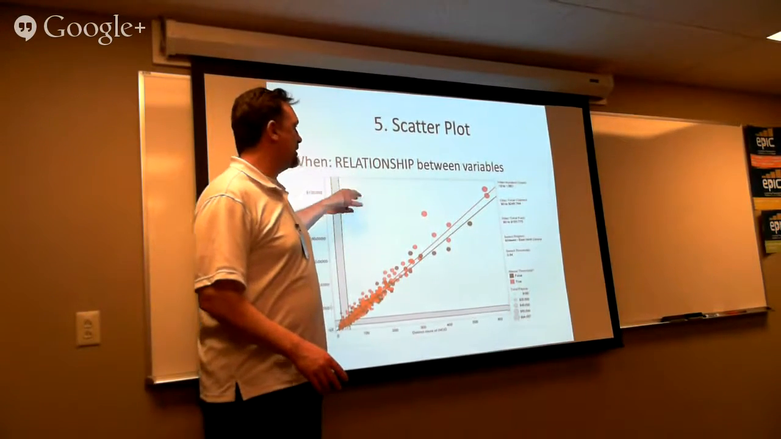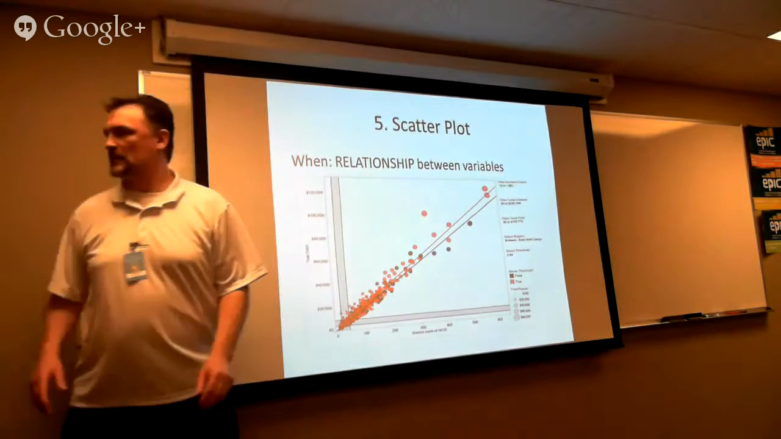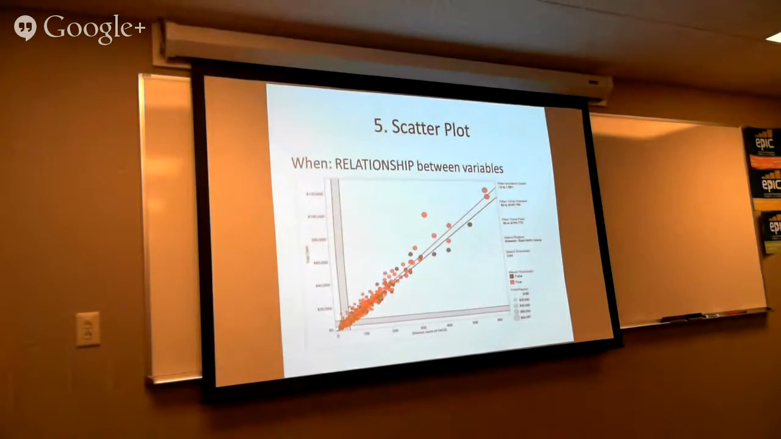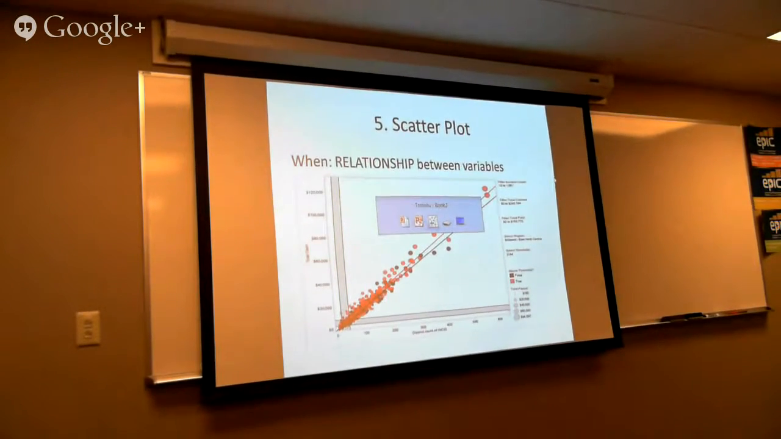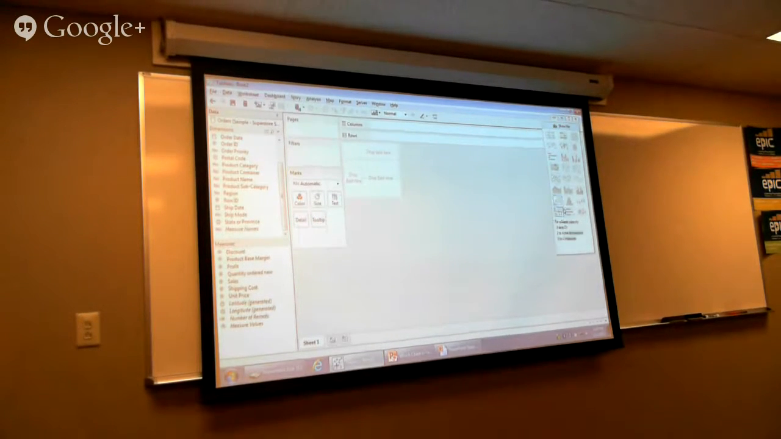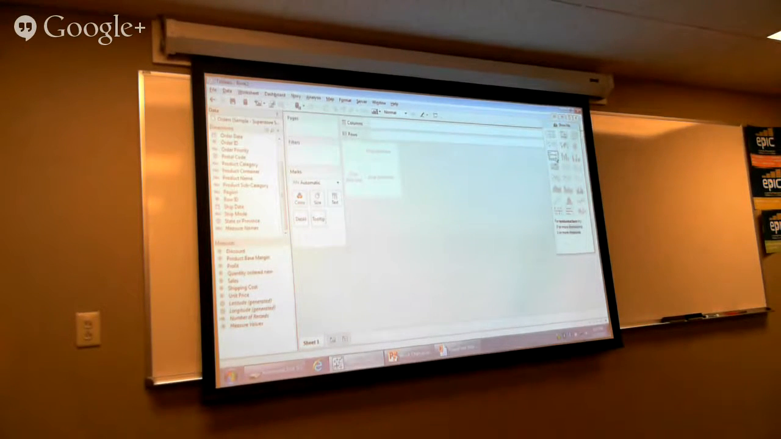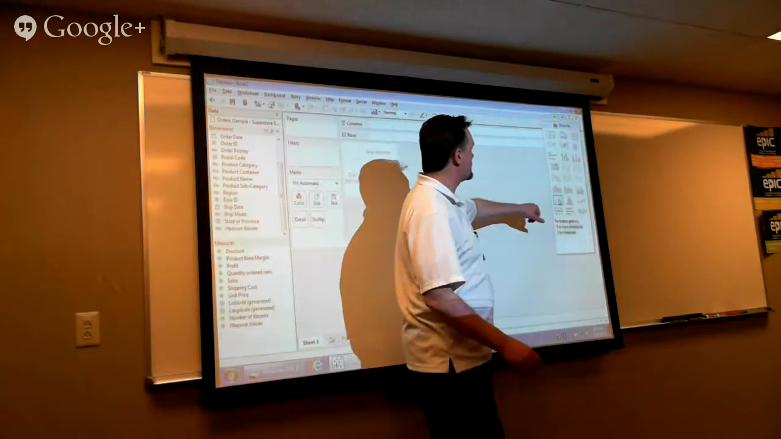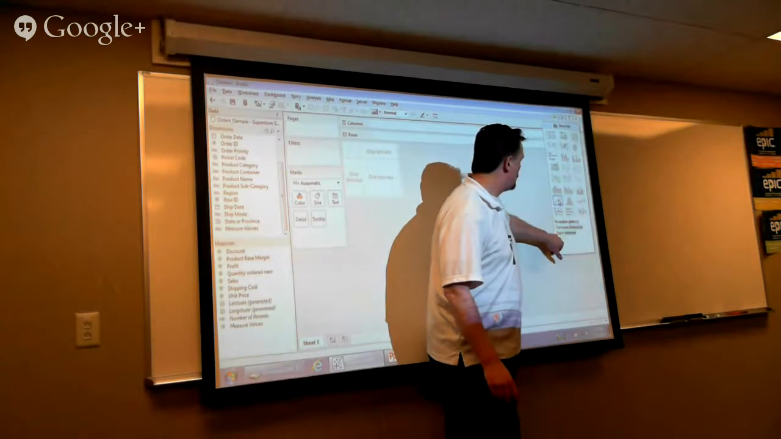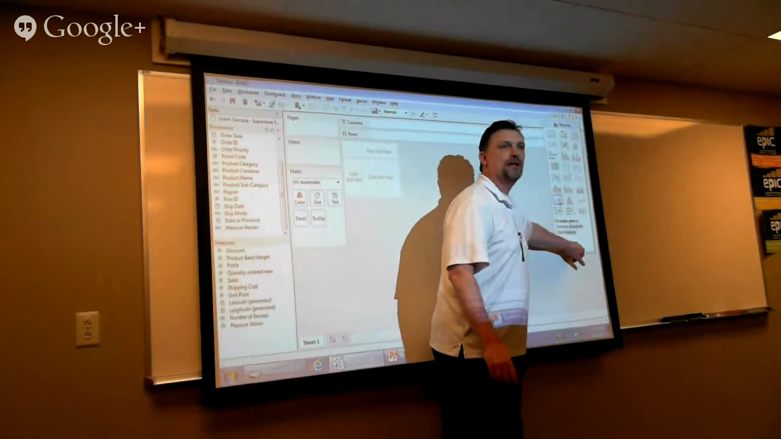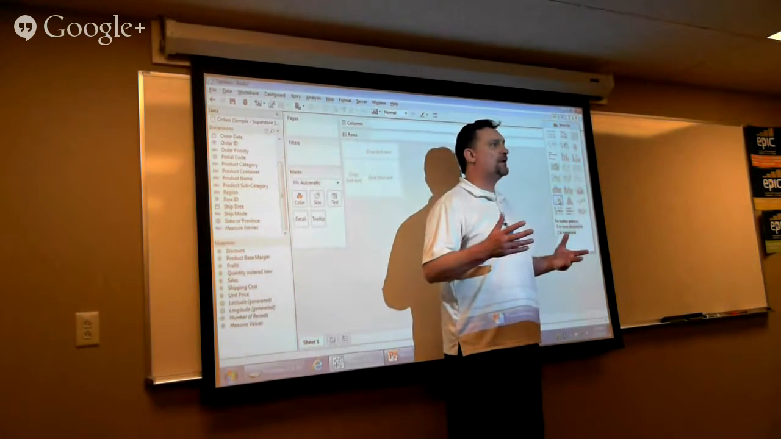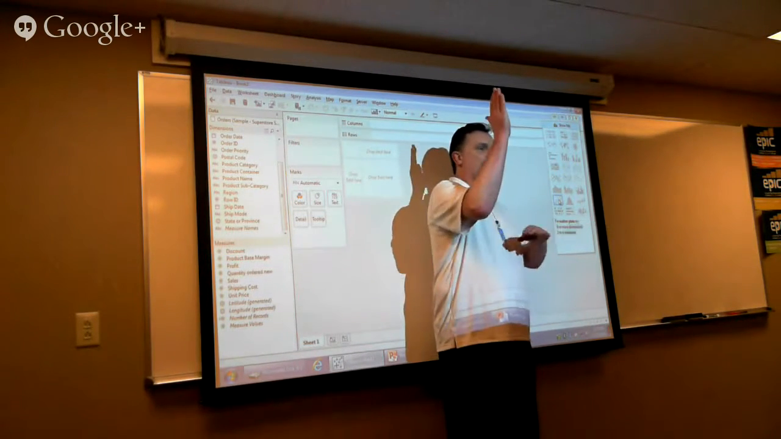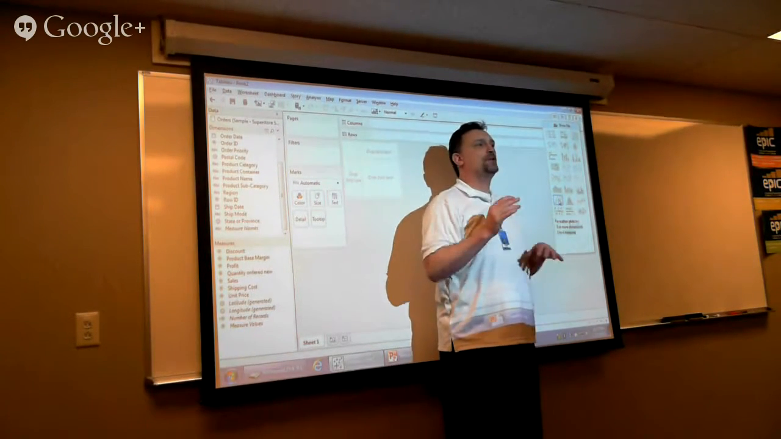Let me go back to Tableau just to show you what I mean by that. So let's see, scatter. This is the scatter plot. Two or more measures. Again, that's numeric variables. You have numeric on one axis, numeric on the axis on the other.